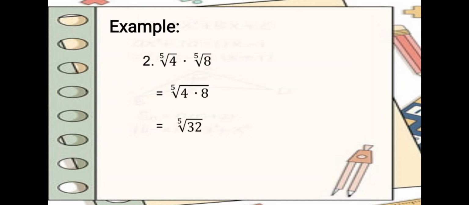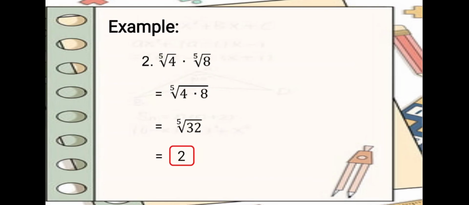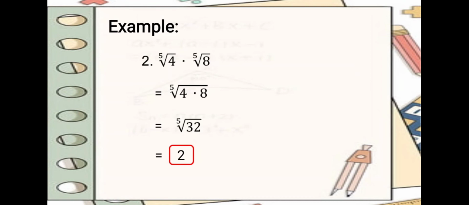And then, when you multiply 4 and 8, the answer is 32. And then, when you get the fifth root of 32, the answer is 2. Because 2 times 2 is 4, times 2 is 8, times 2 is 16, times 2 is 32. So, ibig sabihin, kapag pinag-multiply mo yung limang 2, ang sagot ay 32. Therefore, when you get fifth root of 32, the answer is 2. That is our final answer.